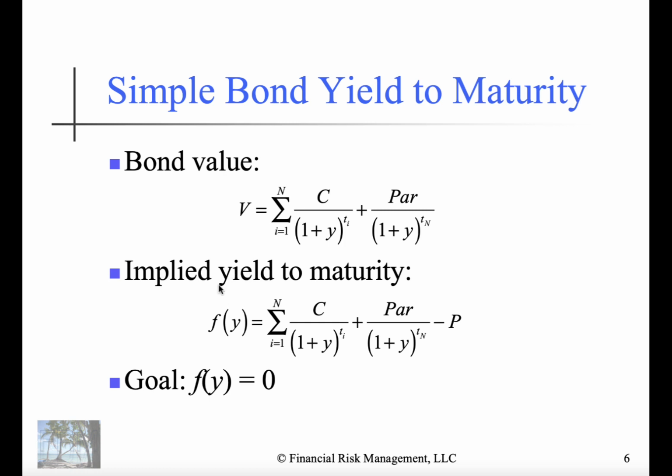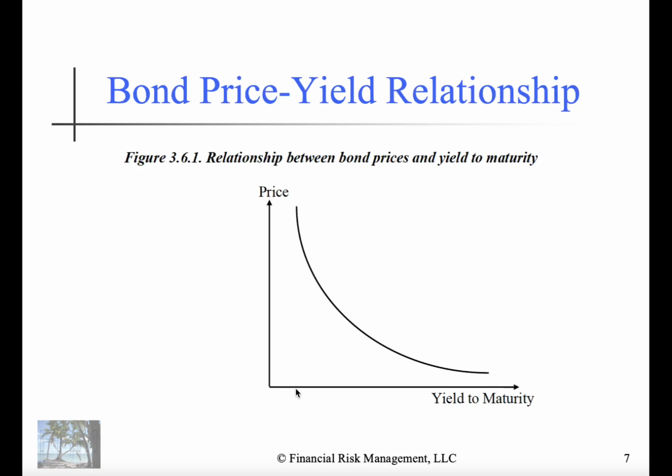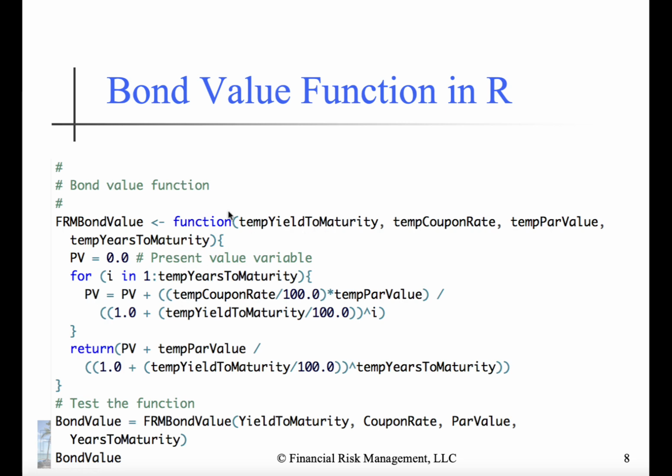Basically, I can create a function where I have the bond value, I subtract off the actual price of the bond, and the goal is to find the yield that makes this equation equal to 0. And so if you think about the bond price yield relationship, it's convex. If I'm trying to find this point here, the idea is to find the yield to maturity that gives me the actual market price of the bond. And so there's a variety of different ways to approach this.